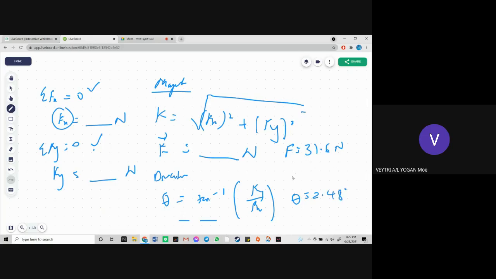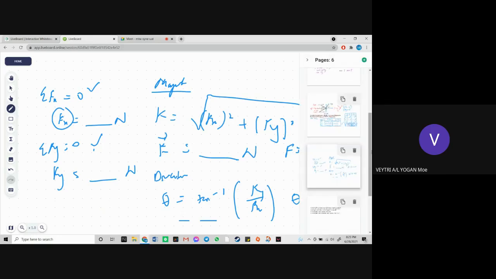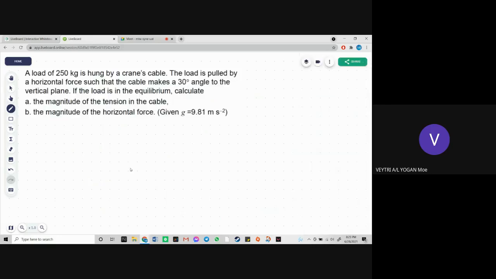Okay? Alright. Now, that is for the first example. The first example is quite direct. It's just to show you and emphasize to you Newton's first law. Now, let's have a look at the second example.